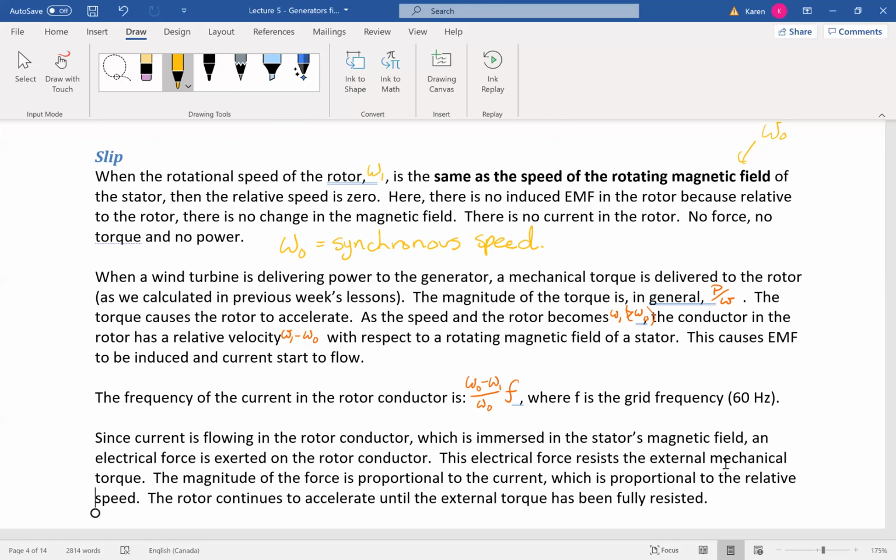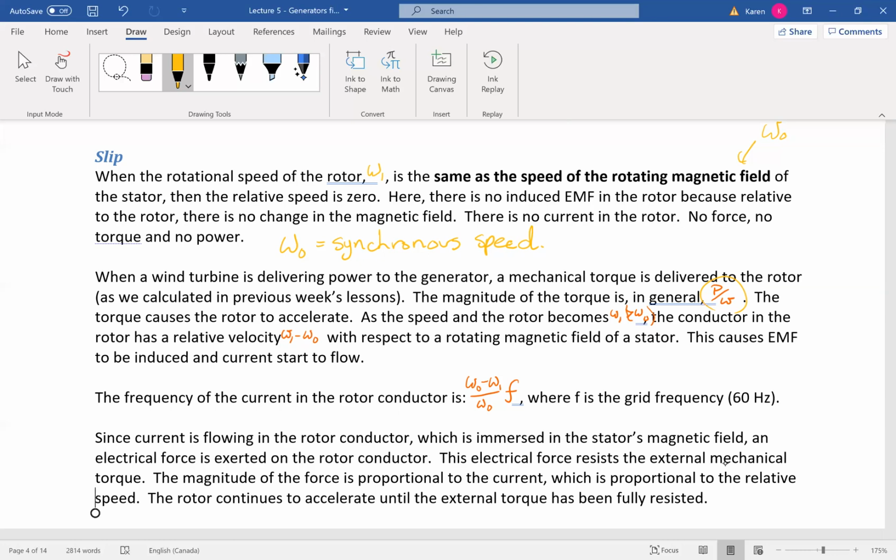However, when a wind turbine is delivering power to the generator, mechanical torque is delivered to the rotor, and the torque is related by this equation. The torque is going to cause the rotor to accelerate in an angular motion. As the speed of the rotor becomes greater than the synchronous speed, it has a relative velocity of the speed of the rotor, omega 1, minus the relative speed with respect to the magnetic field in the stator, which will cause an EMF to be induced and current will start to flow.